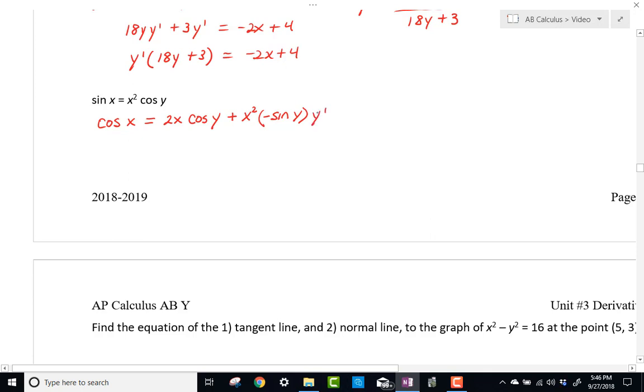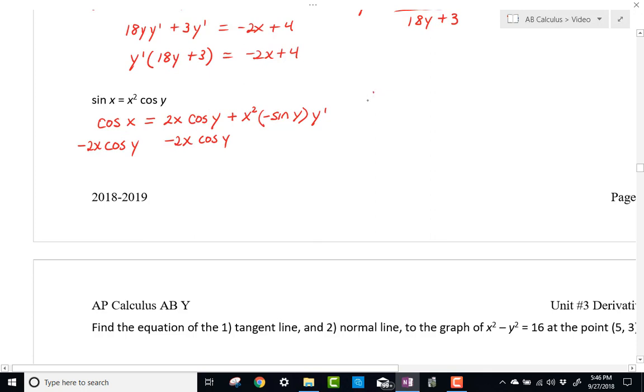All right? Now, you'll notice y prime is pretty much kind of off by itself. It's just being multiplied, so I should be able to get y prime by itself here. So I'm going to go ahead and subtract. We'll start by subtracting 2x cosine y on both sides. So I'm going to subtract 2x cosine y. These are not like terms, so I can't add them together.